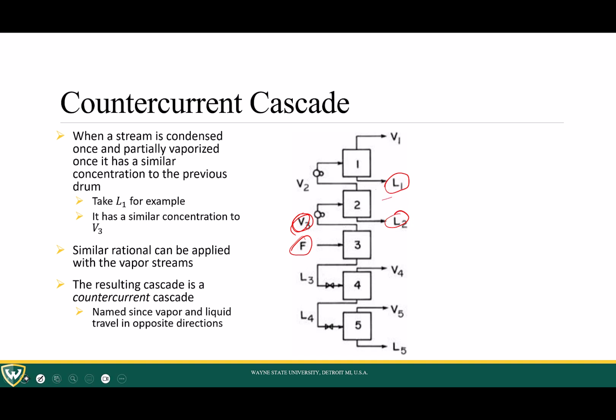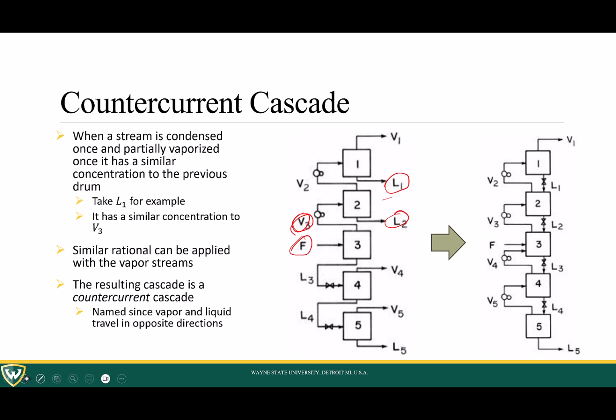And so when we do that, we end up getting this result over here. So the resulting cascade is what's called a countercurrent cascade. And it's pretty easy to visualize that. You have vapor coming up this way, and you have liquid coming down this way.